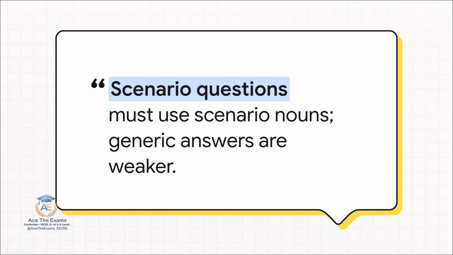And that leads us to a golden rule straight from the examiner guidance. Scenario questions must use the scenario nouns and constraints. Generic answers are weaker. Listen, to secure top band marks, you must apply your answer specifically to the actual nouns provided in the question. If the question is about a greenhouse temperature sensor, you do not just say the sensor, you say the greenhouse temperature sensor. Specificity is your best friend here.